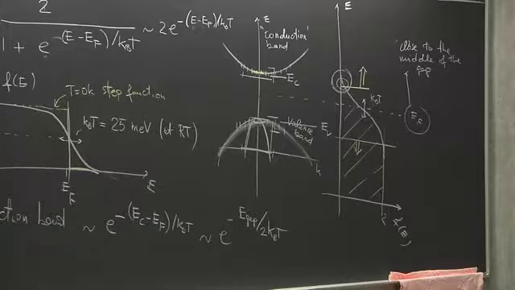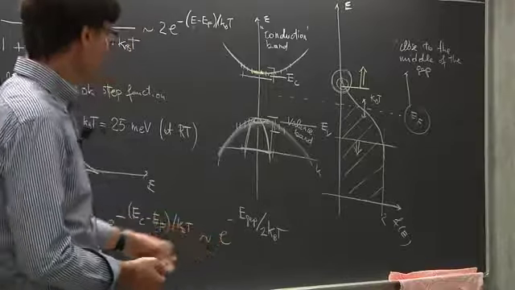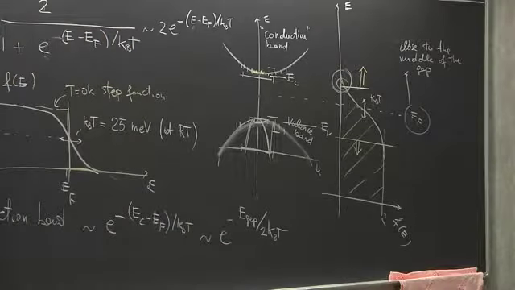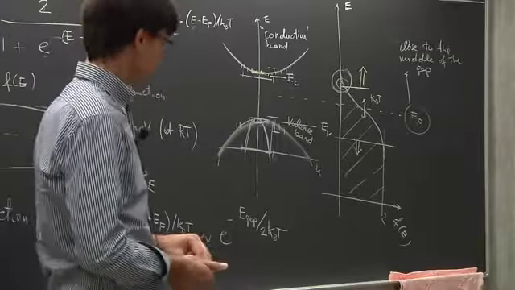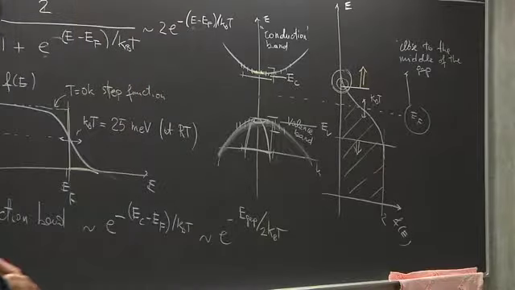And of course, this number must also be equal to the number of missing electrons in the valence band. By construction, that's an equality. There's no approximation. All right?